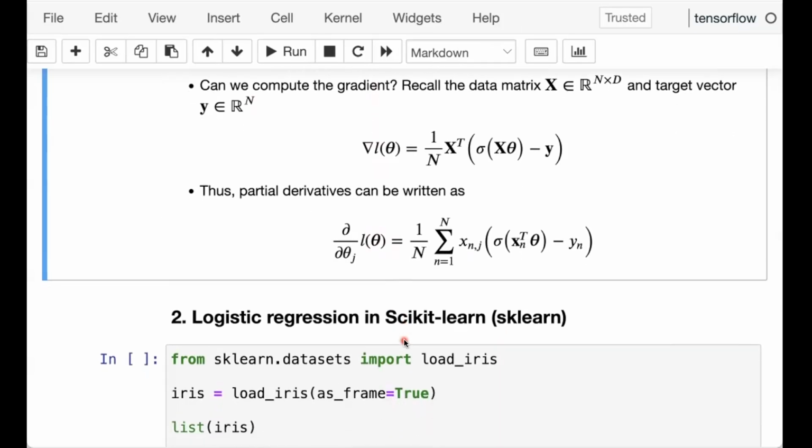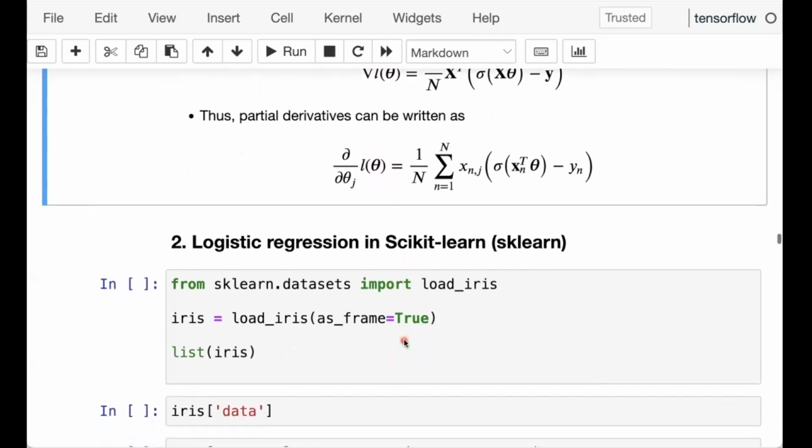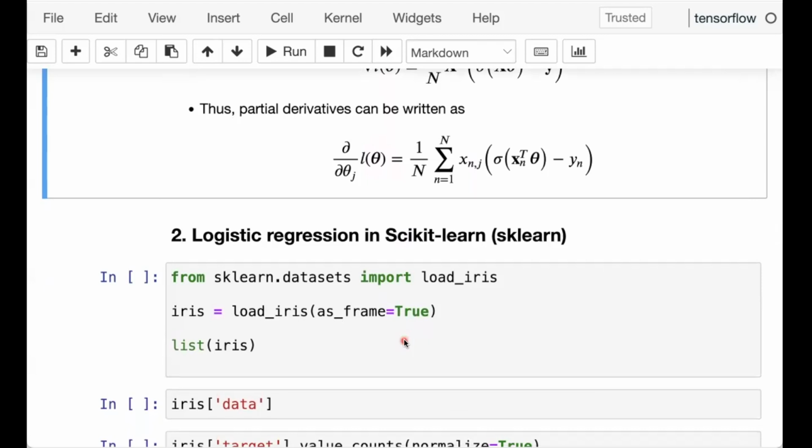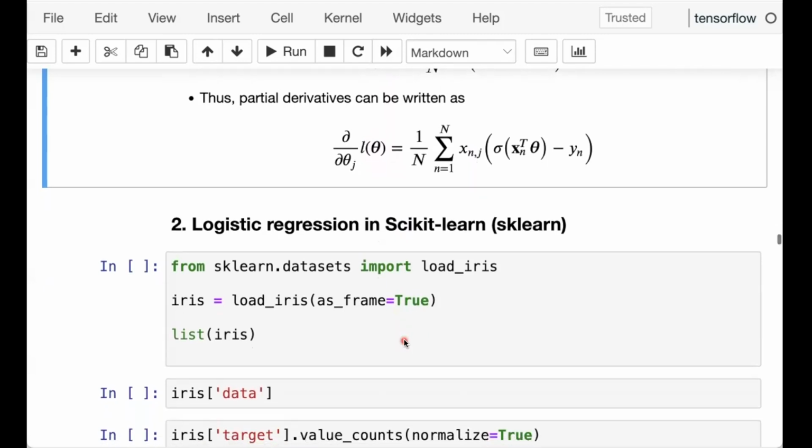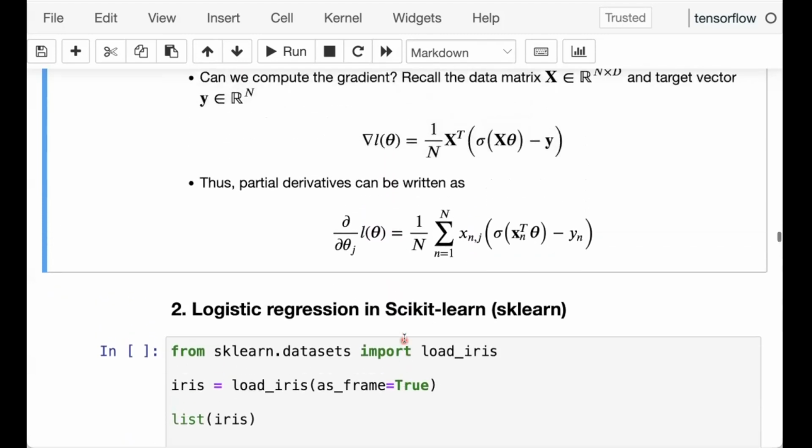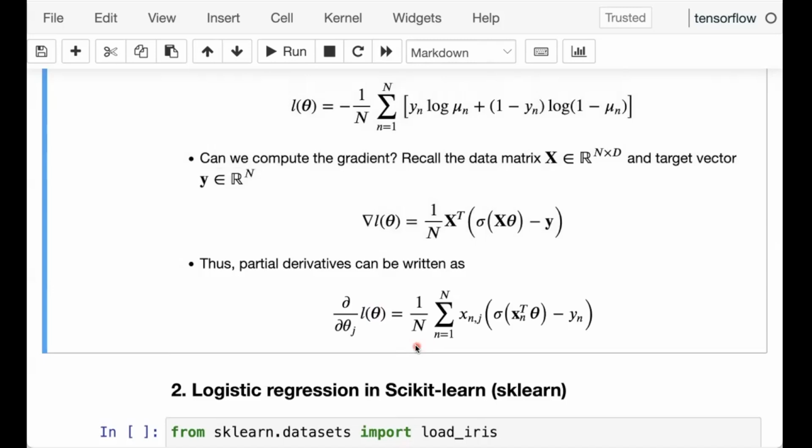Okay, so now that we have this information, we can implement logistic regression in scikit-learn or sklearn. And the nice thing is that sklearn will automatically find this gradient for us, so we do not need to really manually define this gradient vector or each element of these partial derivatives.